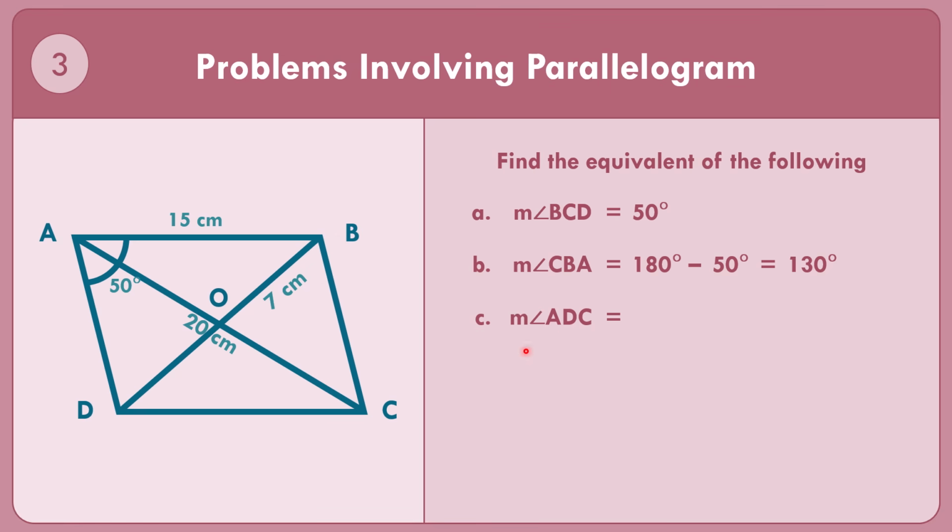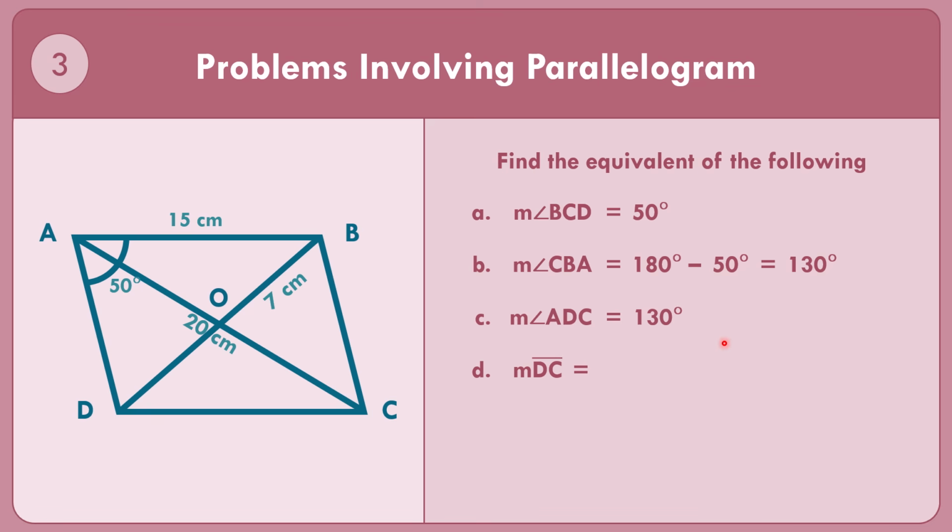How about letter C? The measurement of the angle ABC. If the measure of the angle B is 130 degrees, opposite angles are congruent. So it means angle D is also equal to 130 degrees. So what could be the measurement of the angle ADC? So this is angle ADC. Angle D is 130 degrees. It means the measurement of the angle ADC is also equal to 130 degrees.